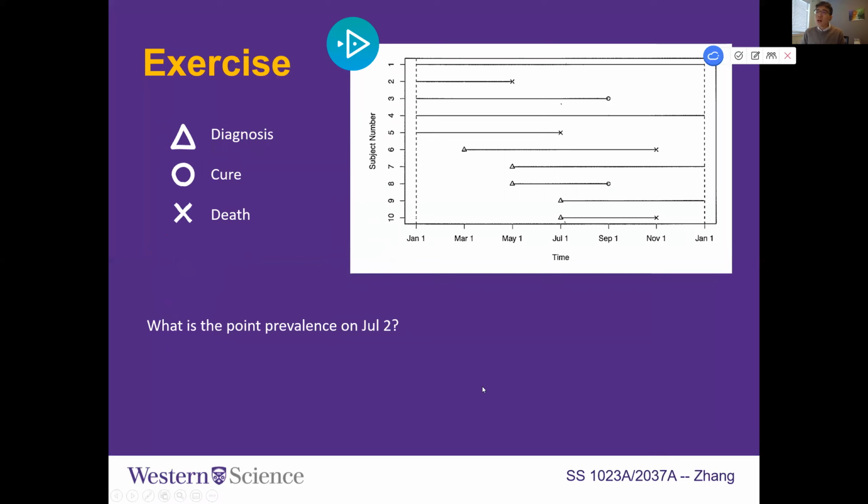First of all, we have learned about the point prevalence as well as the period prevalence. So first, let's figure out what's the point prevalence on July 2nd. Based on our definition so far, you can consider prevalence as the proportion of diseased individuals in our general population. So in our case, what's the point prevalence at the specific time point?